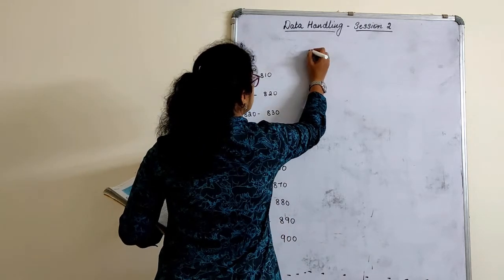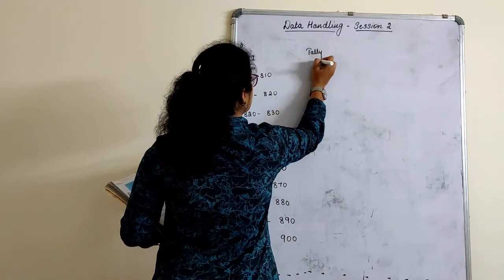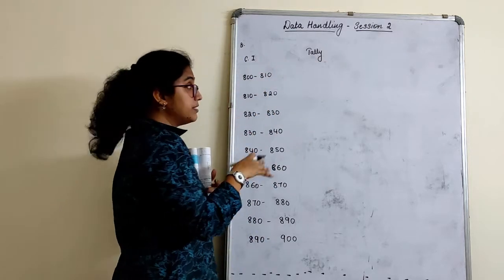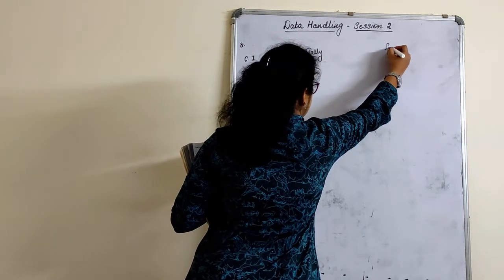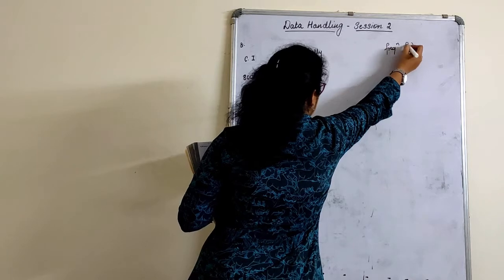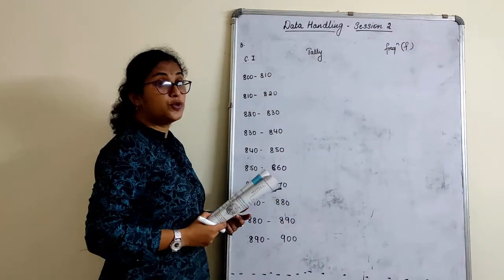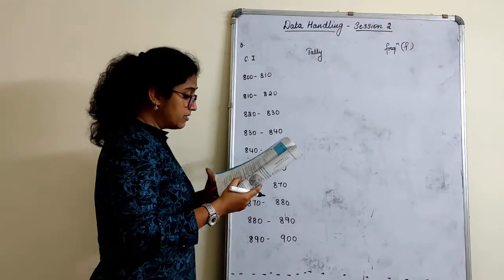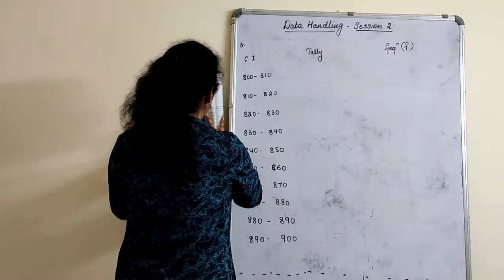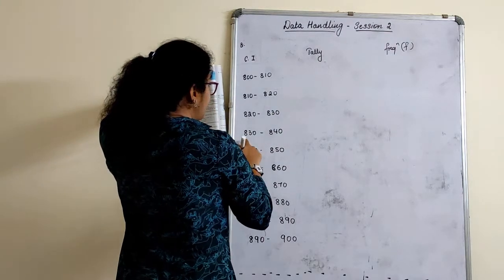For this, I need to see the tally. Which all wages will fall into this, and with that respect, I need to find the frequency. Right? So first few we'll just go on marking here. 830, as I had told you. Go on with the numbers. 830 falls in which interval, children?